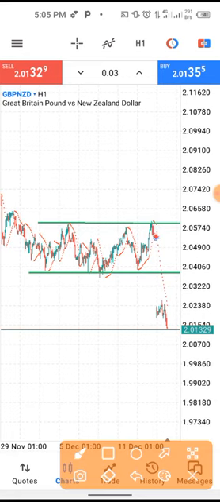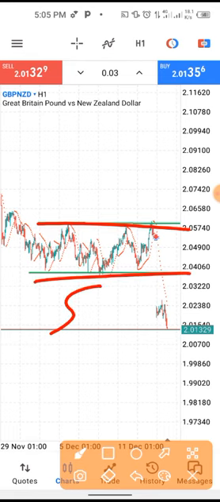We can also call this line a support and resistance. Okay, so what we see is price coming to this resistance, come down to support, up to resistance, come down to support, then up back to resistance. Now we can expect that price will come like this.